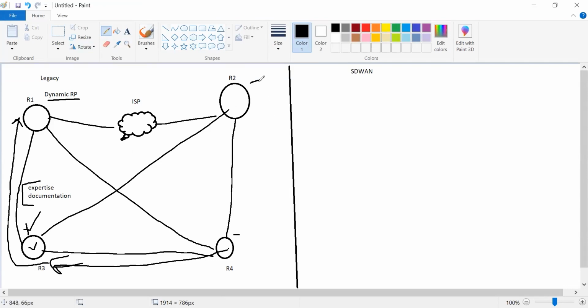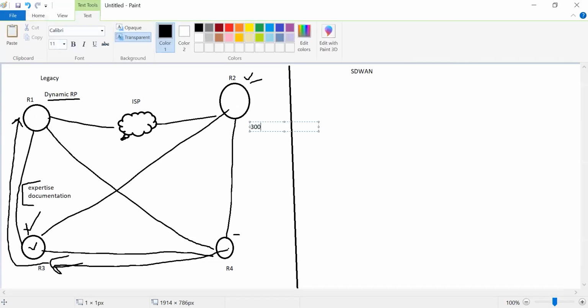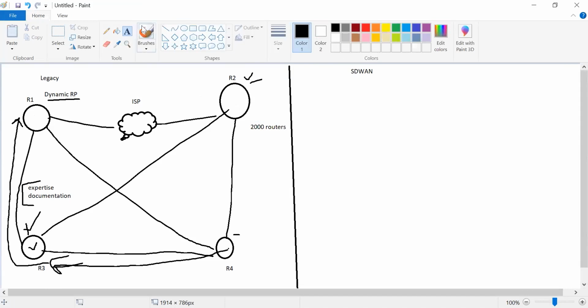Now similar things would happen for R2. I'm taking the example of only 4 routers here. I have seen a similar network with 2000 routers. How many people do you need to manage this network? Yeah, I understand. This is the overhead with traditional networking.